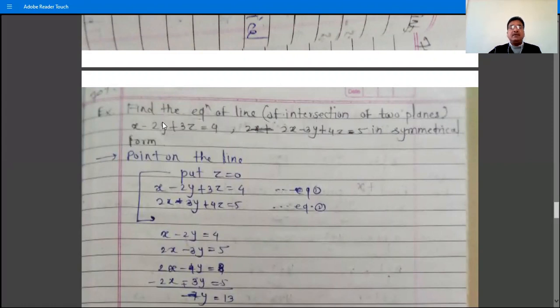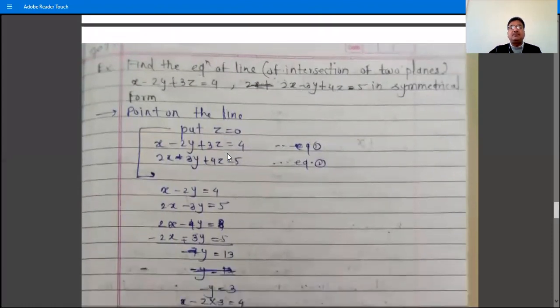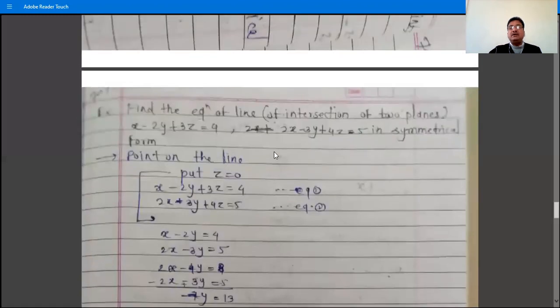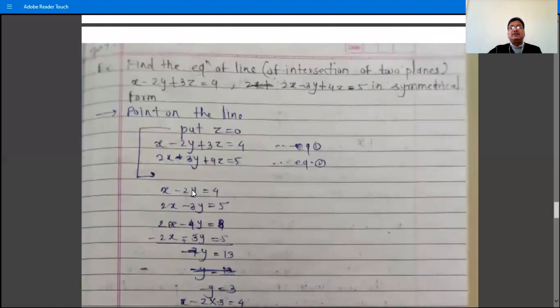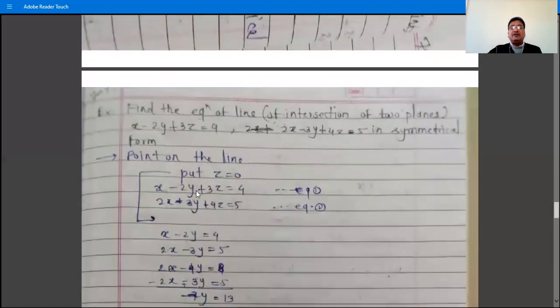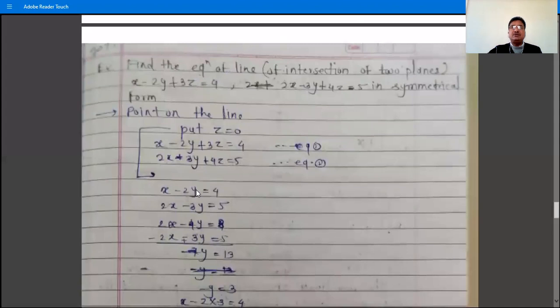And now we are given these 2 equations of planes. So what is the equation of line of intersection of these 2 planes? That is, after intersection of these 2 planes, we have a line and we have to find the equation of that line in symmetrical form. And we know that to write the equation of line in symmetrical form, 1 point on the line is required, and the direction ratios or direction cosines of that line are required.